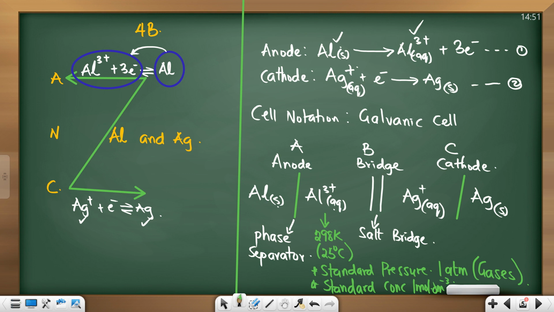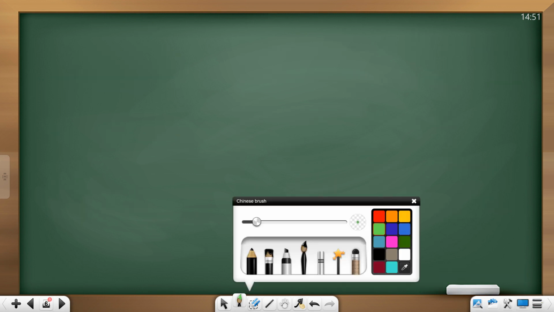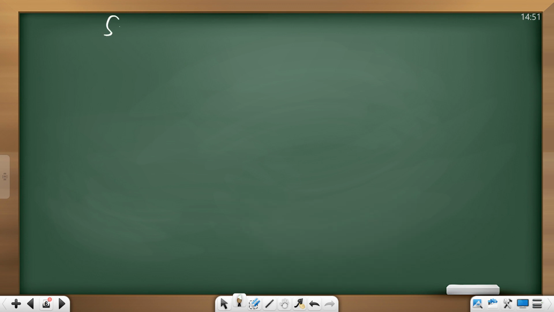Then I'll do a crash course on electrolytic too. Salt bridge. Number 1 function is to complete the circuit.